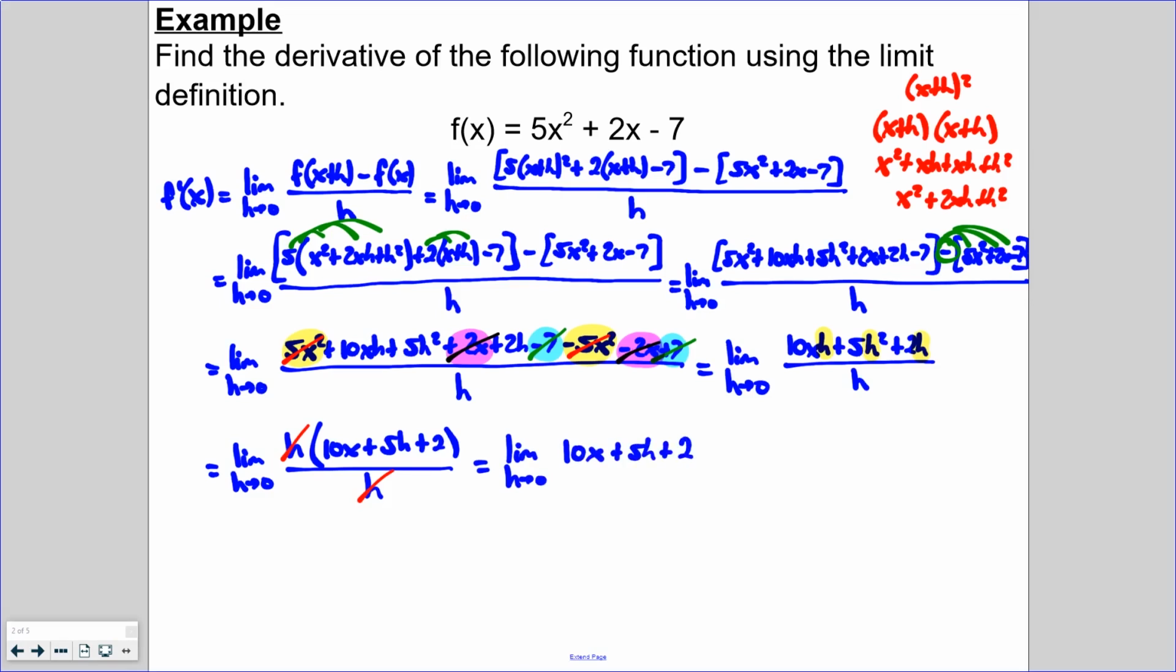And now we can finally do direct substitution, so we can finally stop writing the limit. We're going to substitute in 0 for h, which is going to leave us with a final derivative of 10x plus 2.